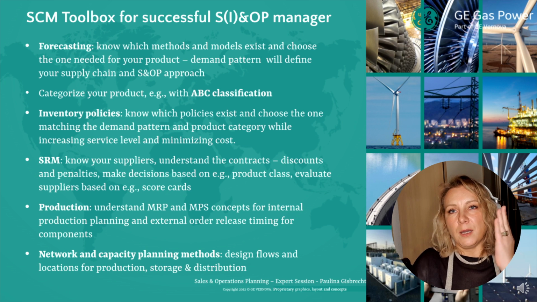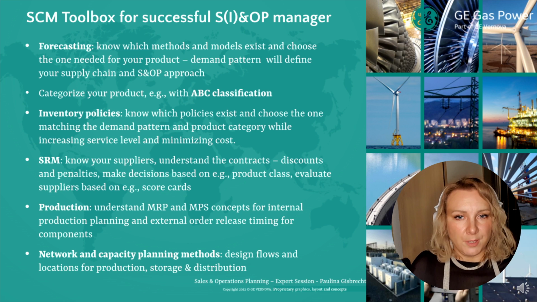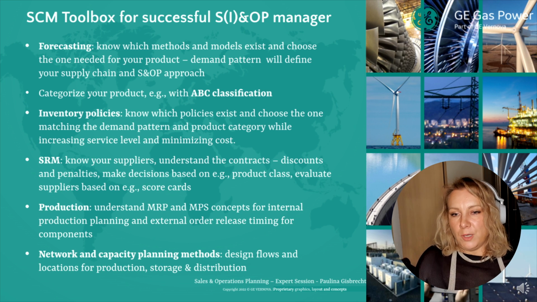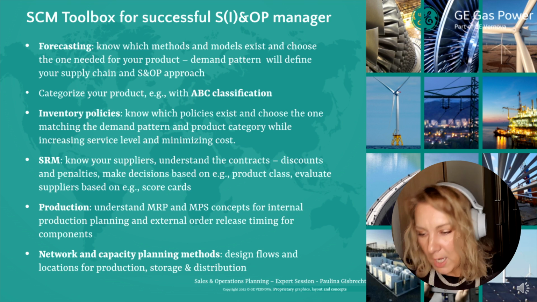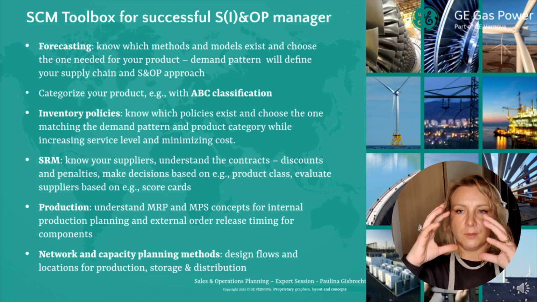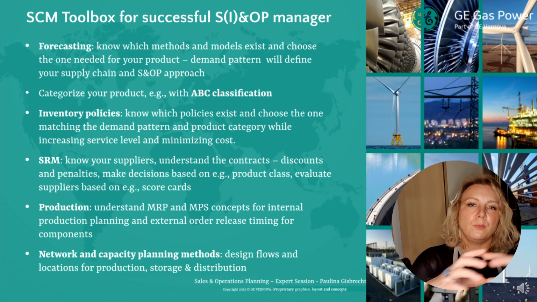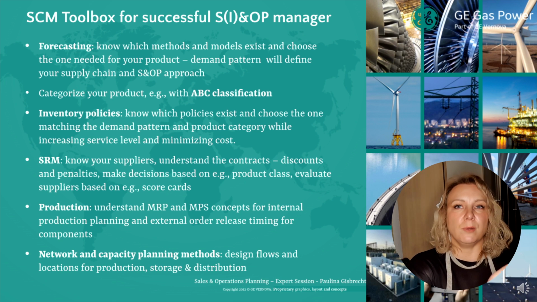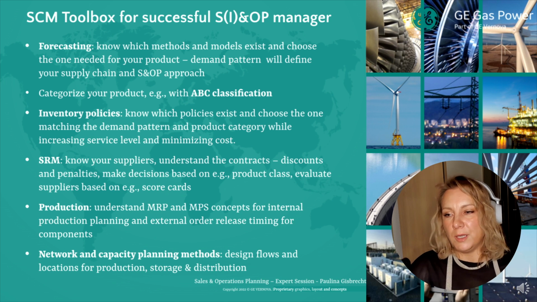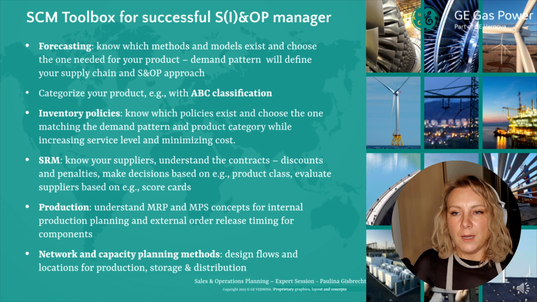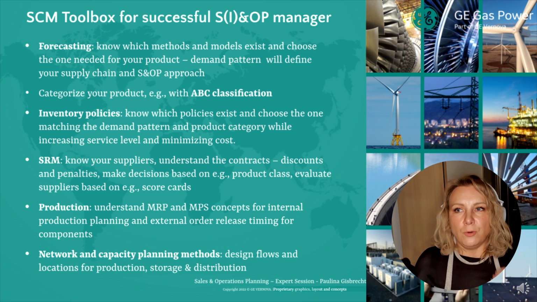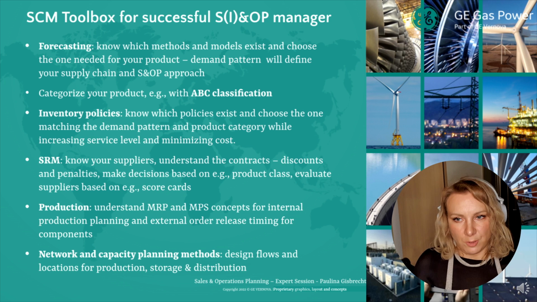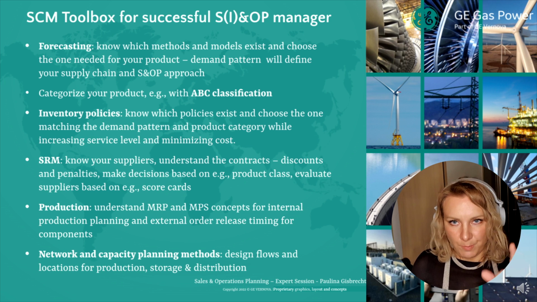Then categorize your products. For example, ABC classification. So you can have critical high value components, then you can have some bottlenecks components, and for example consumables, right, which are not that hard to get. Know your inventory policies. What does exist? How do you build your safety stock? How do you decide about the replenishment and so on? This is also dictated by your demand pattern.